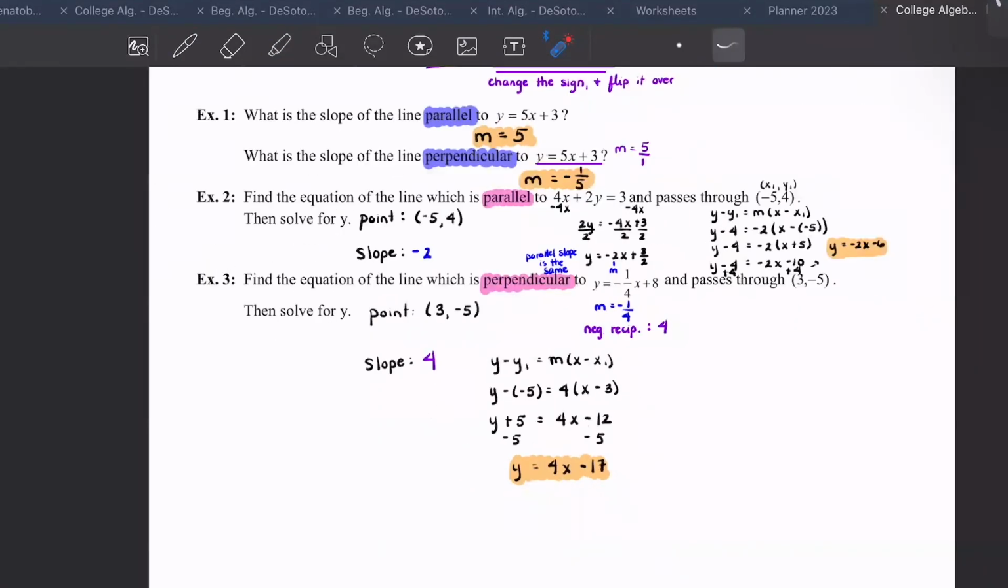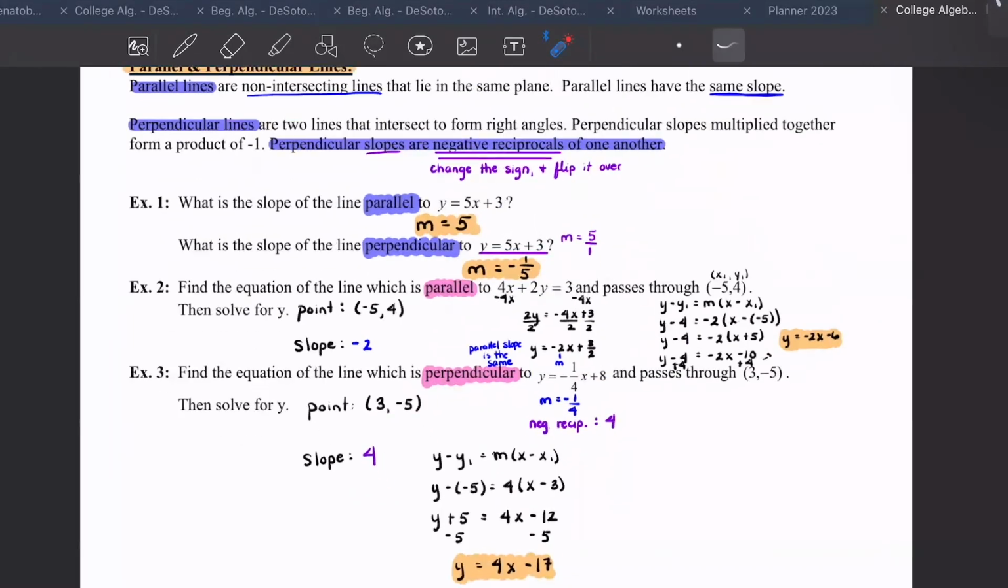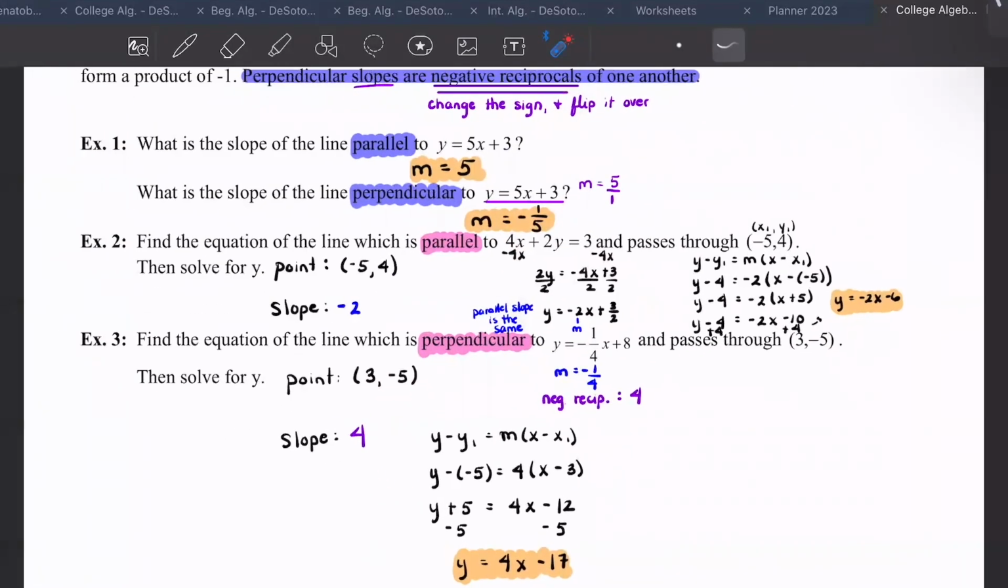Okay. So section 2.4, all about parallel and perpendicular. You need to remember parallel has the same slope as whatever line I give you. Perpendicular has the negative reciprocal of whatever line I give you. Okay. And then you're just going to use that information to do point slope and find your line.